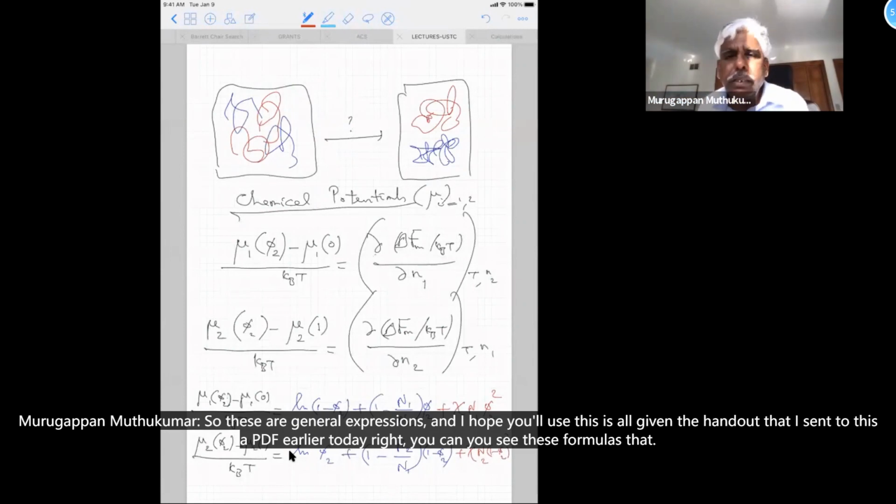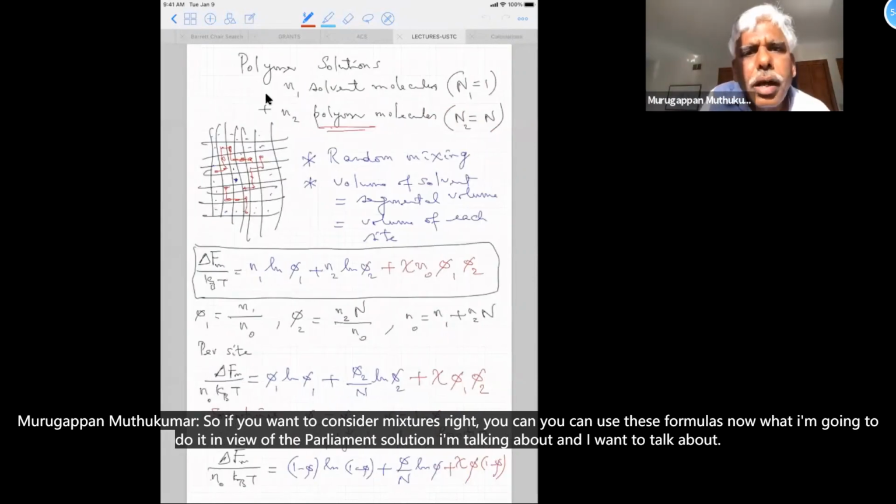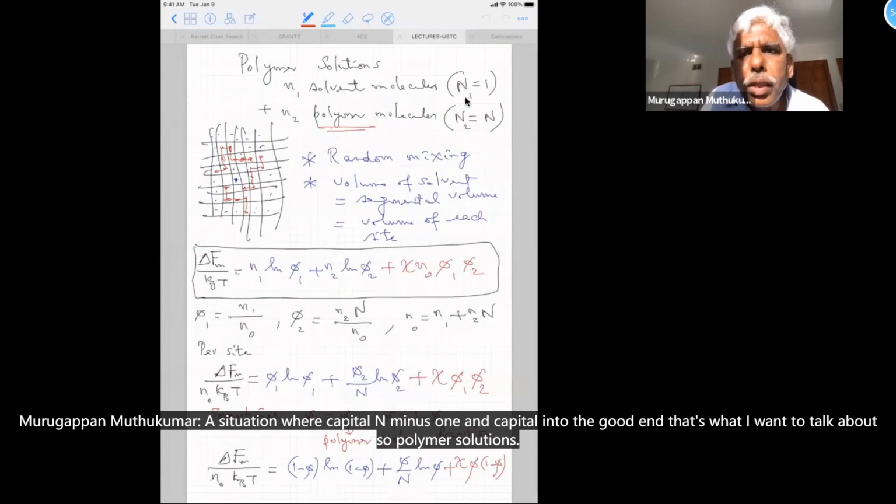So these are general expressions, and this is all given in the handout. I sent this PDF earlier today. You'll see these formulas there. So if you want to consider mixtures, you can use these formulas. Now, what I'm going to do is, in view of the polymer solution I'm talking about, I want to talk about a situation where capital N1 is equal to 1 and capital N2 is equal to N.